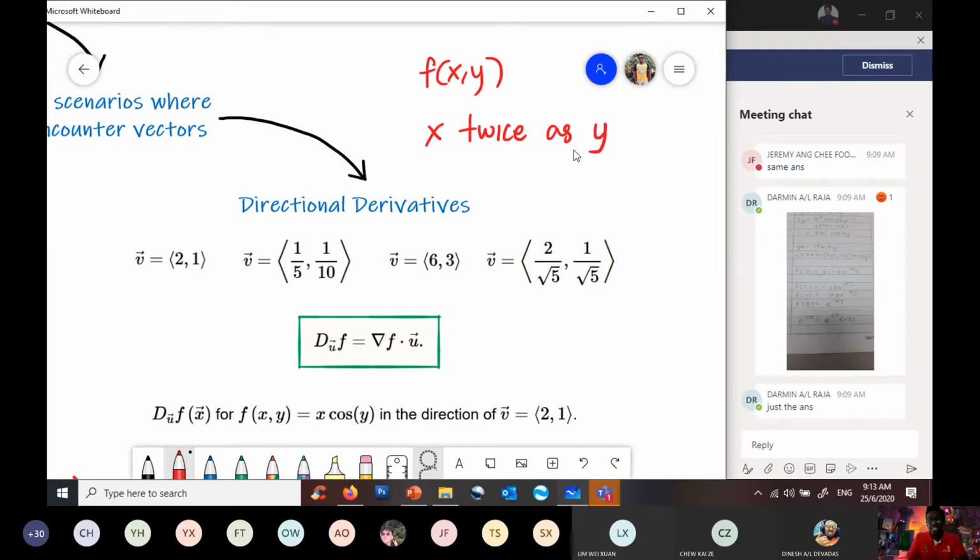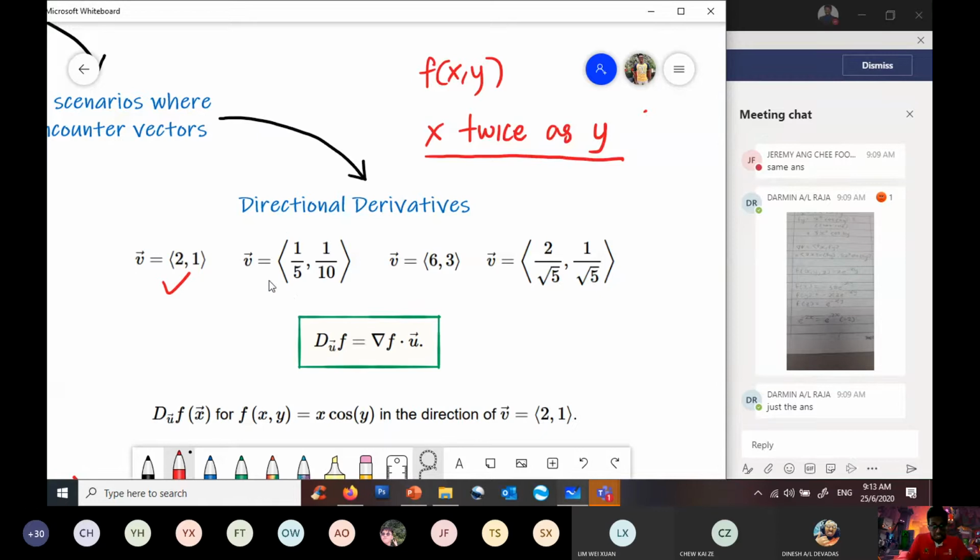Now you can see that if x is changing twice as much as y, then along the graph where x changes twice as y, we have the vector (2, 1), isn't it? In (2, 1), can you see x is 2 times the value of y? So this is one vector which describes my condition. x is changing twice as y.